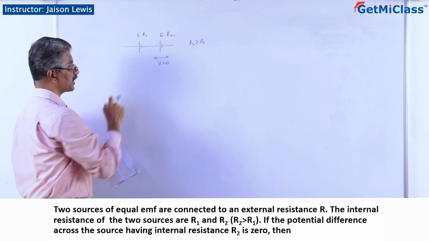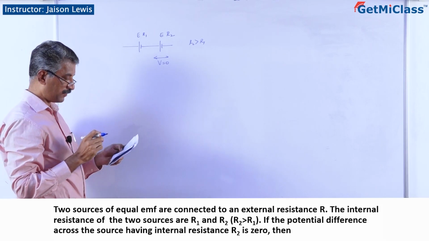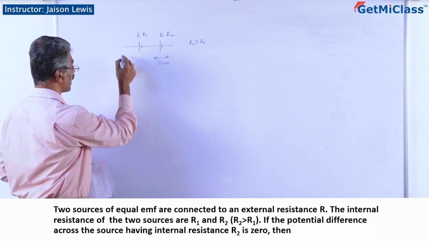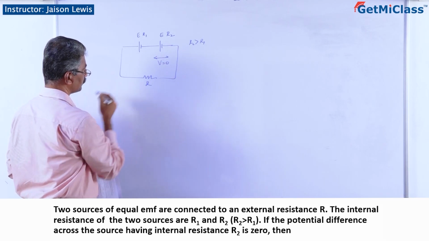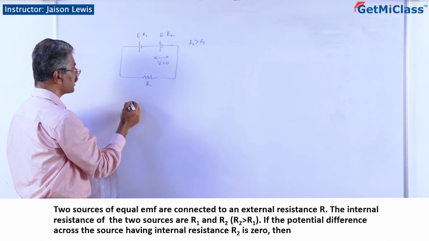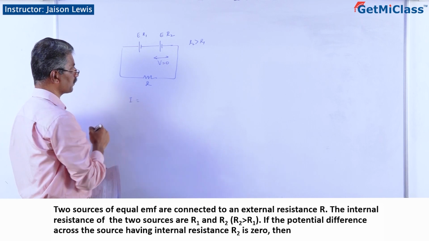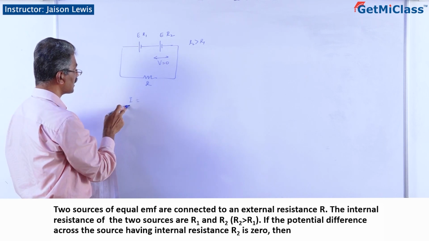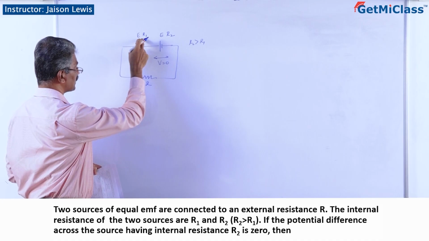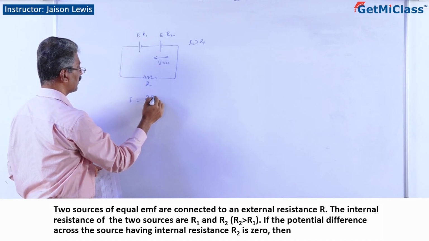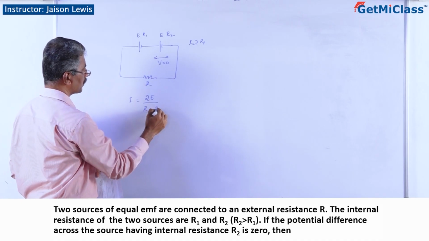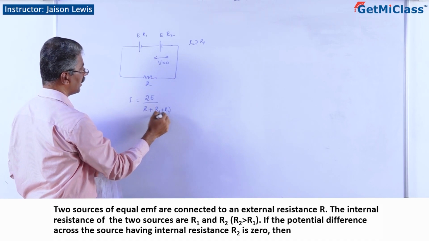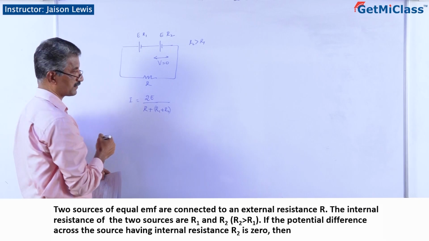So what is the relation between R1 and R2, when we connect them to external resistance R? We have external resistance R connected across this. First of all, we find the current in the circuit. We know current I is equal to, these two cells are in series, EMF is 2E, divided by R plus R1 plus R2. Internal resistances will be added, R1 plus R2. So this is the current.